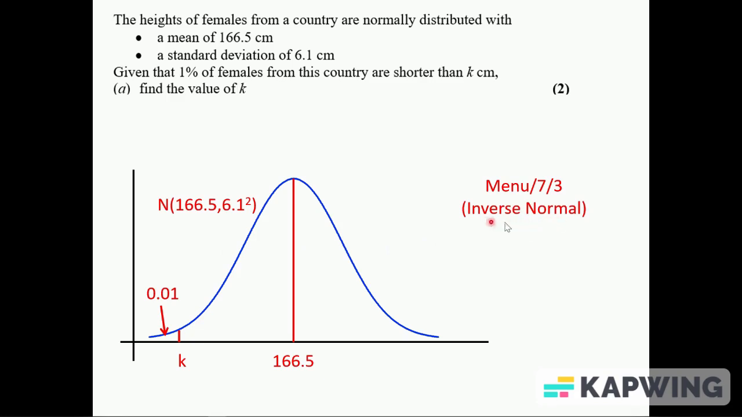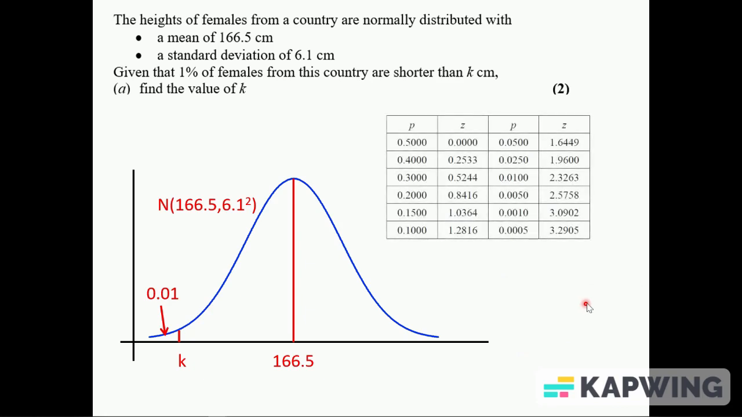Menu 7.3, the inverse normal function, because we're working out what the K is when we know the area, which we put in first, and then the standard deviation, and then the mean, and it gives us a K of 152.3.